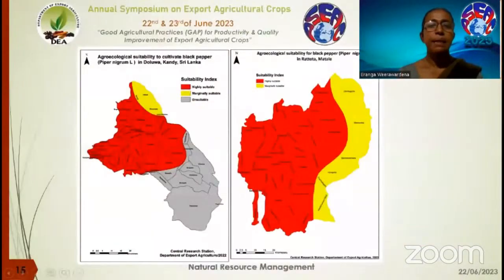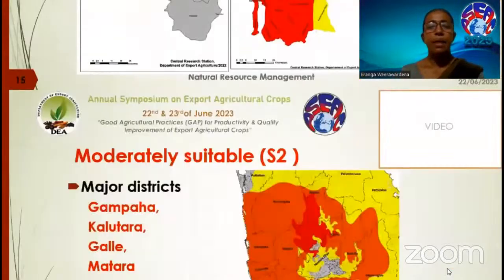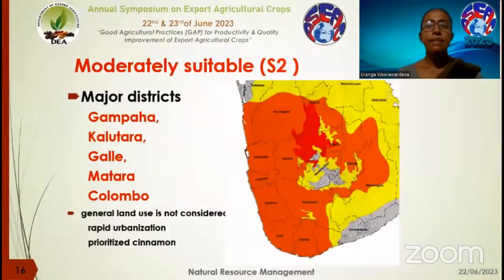Here you can see the map developed for Doluwa DS division in Kandy, and also the DS map developed for Rattota in Matale. So next, the moderately suitable class is the potential region for development of black pepper in future development or productivity improvement programs.